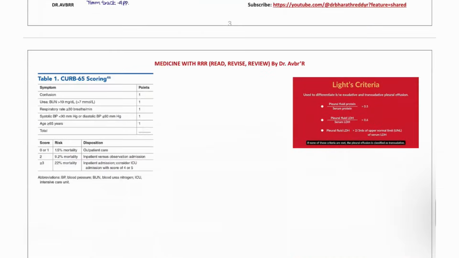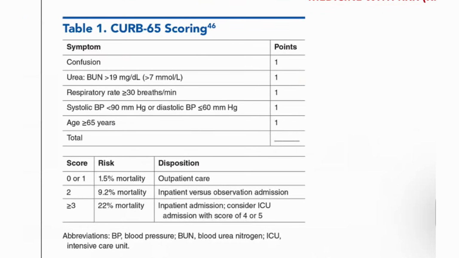Next, moving on to the CURB-65 scoring. The CURB-65 scoring is used for patients with pneumonia.